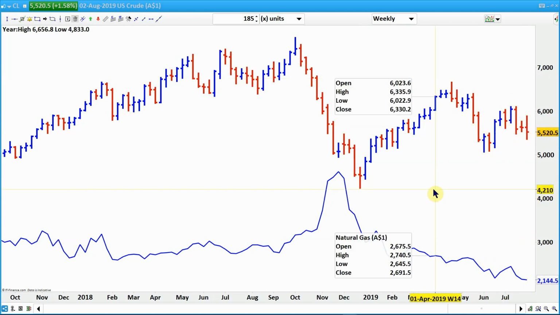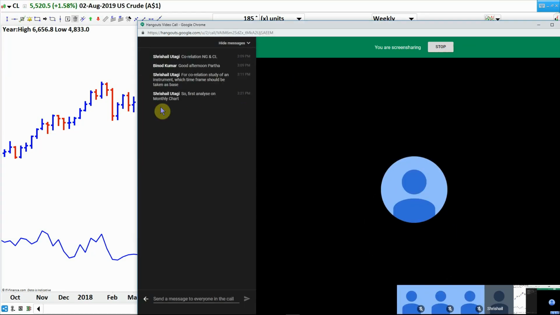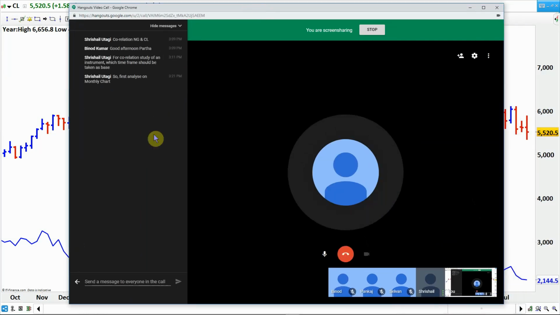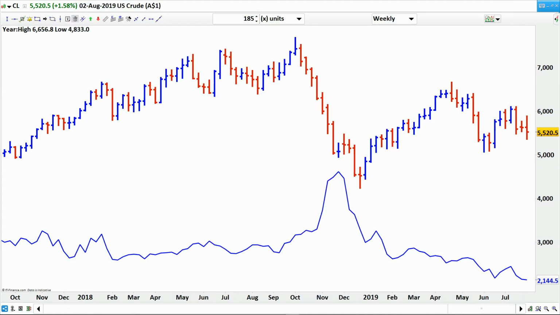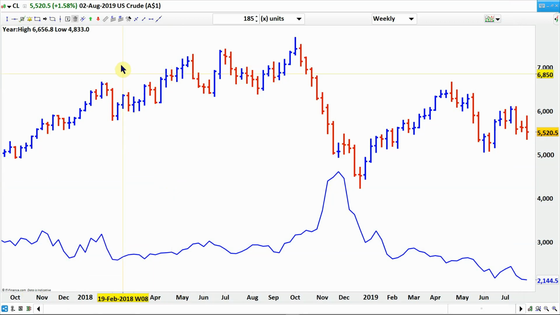Next one is, for all the commodities, for the analysis purpose, we should start from monthly. So first analyze on the monthly chart. Yes. And if we are trading on the 2 day or daily, we still have to analyze on the monthly. Yeah, 100%. How about on forex? Is it the same, monthly, or is it weekly? For correlation, you should start with monthly.